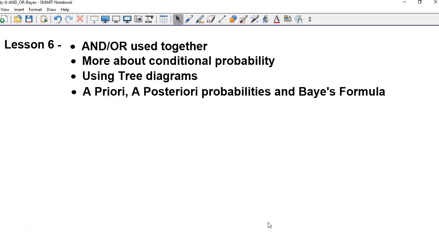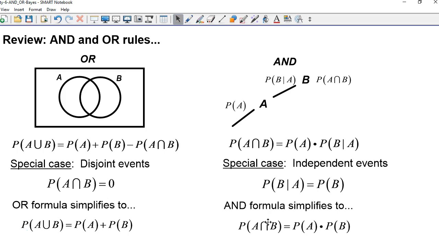Okay, here in Lesson 6, we're going to build off of some of the things we've learned in the previous videos. We're going to talk about and or. We're going to use them together in some cases. We're going to involve finding probabilities directly with tree diagrams. And we're going to also explore the idea of conditional probability a little bit better now that we have the and or formulas. And finally, we'll finish by talking about something called Bayes formula problems, or a priori or a posteriori probabilities.